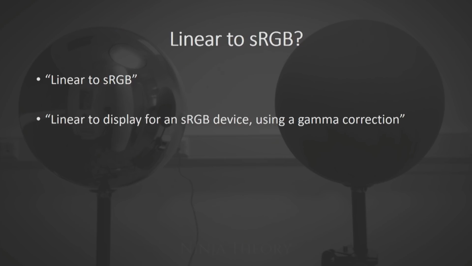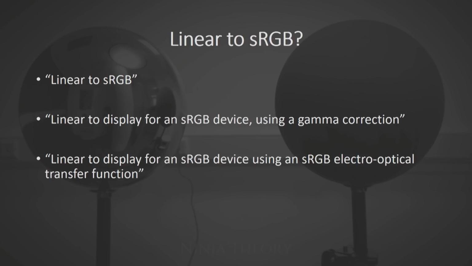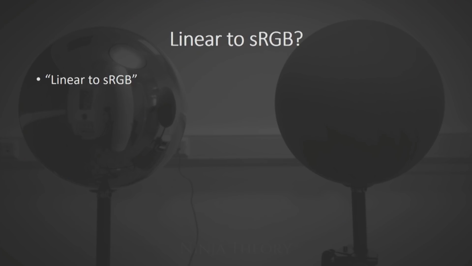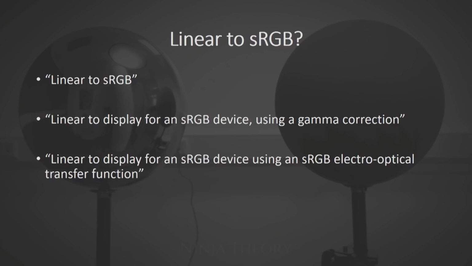So yeah, if we want to be more specific, when we say linear to sRGB, we could say linear to display for an sRGB device using a gamma correction. But if we want to be even more specific, we can say linear to display for an sRGB device using an sRGB electro-optical transfer function. But that doesn't roll off the tongue quite as easily as linear to sRGB, which is why typically in software and all that stuff, we just tend to see it concatenated to linear to sRGB. But just know when you do encounter that, typically it's not talking about the color space, it's not talking about the color gamut, it is talking specifically about gamma correction.